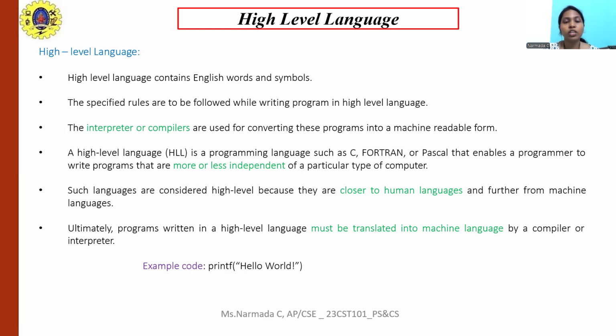The high-level language, HLL, is a programming language such as C, Fortran, or Pascal that enables a programmer to write programs that are more or less independent of a particular type of computer. Such languages are considered high-level because they are closer to human languages and further from machine languages. Ultimately, programs written in the high-level language must be translated into machine understandable language by a compiler or interpreter. Example code: printf hello world. Here we humans can easily understand, but the machine can't.